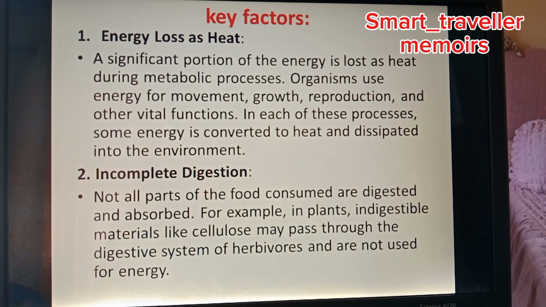Number 2, incomplete digestion. Not all parts of the food consumed are digested and absorbed. For example, in plants, indigestible materials like cellulose may pass through the digestive system of herbivores and are not used for energy.